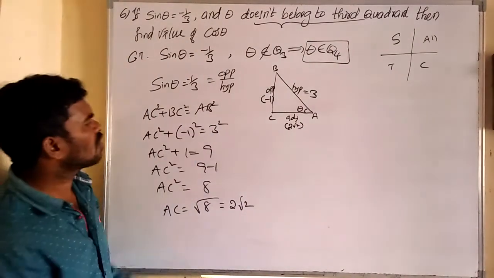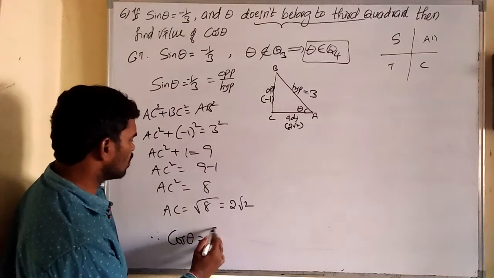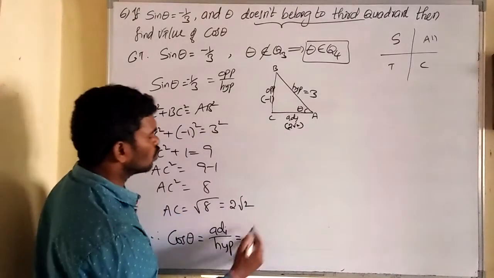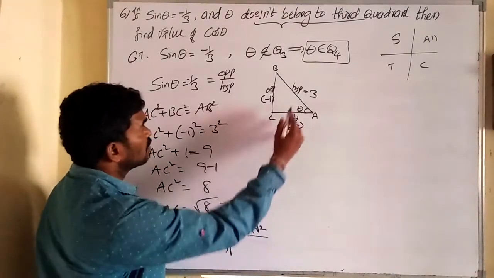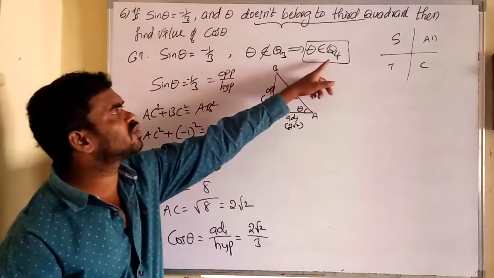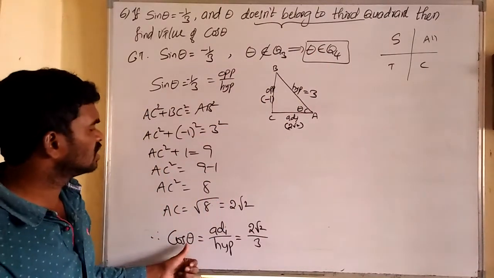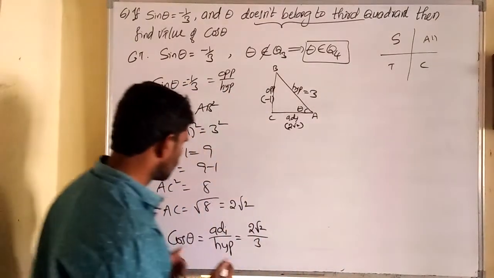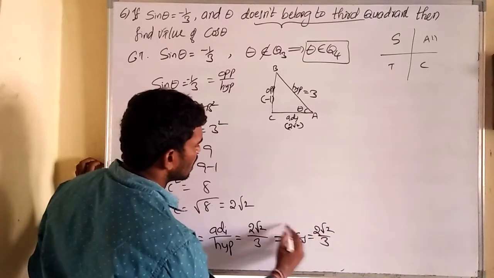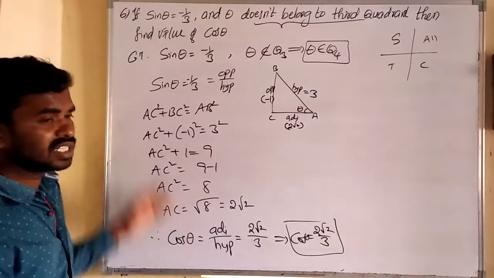What is asked? Cos theta. What is the formula? Adjacent by hypotenuse. Adjacent is 2 root 2, hypotenuse is 3, and the sign is plus or minus. Theta belongs to the fourth quadrant. In the fourth quadrant, cos is positive. So the cos value is 2 root 2 by 3. This is the answer: cos theta equals 2 root 2 by 3. This is the sixth question.